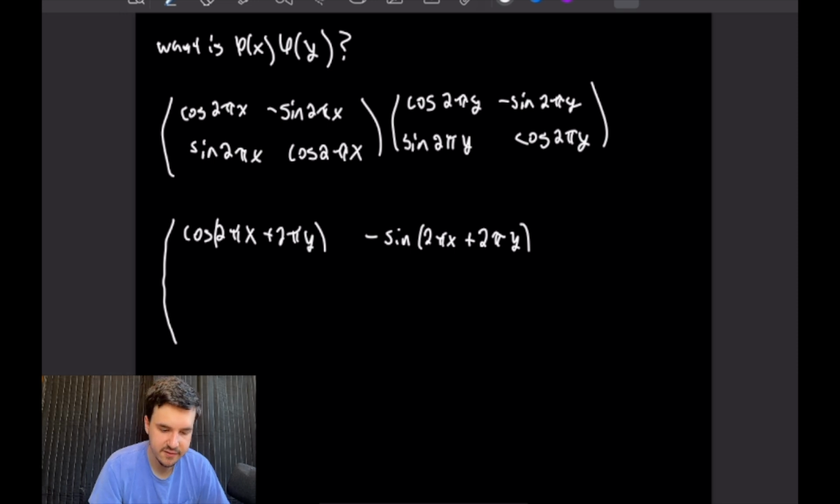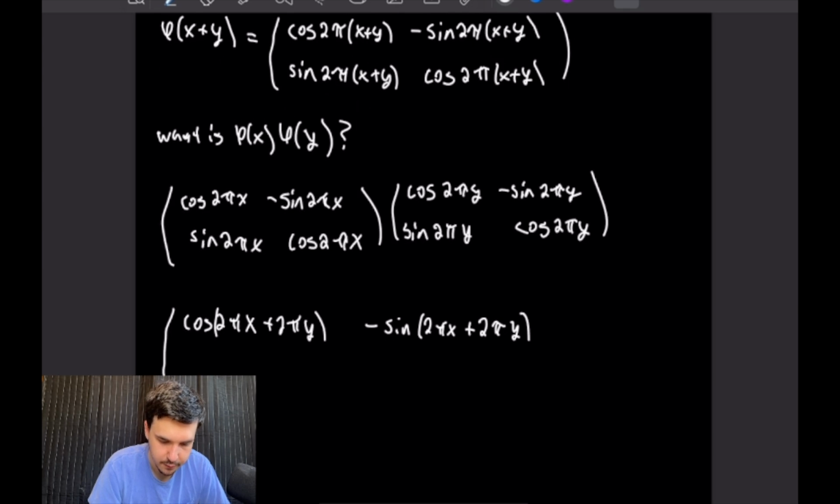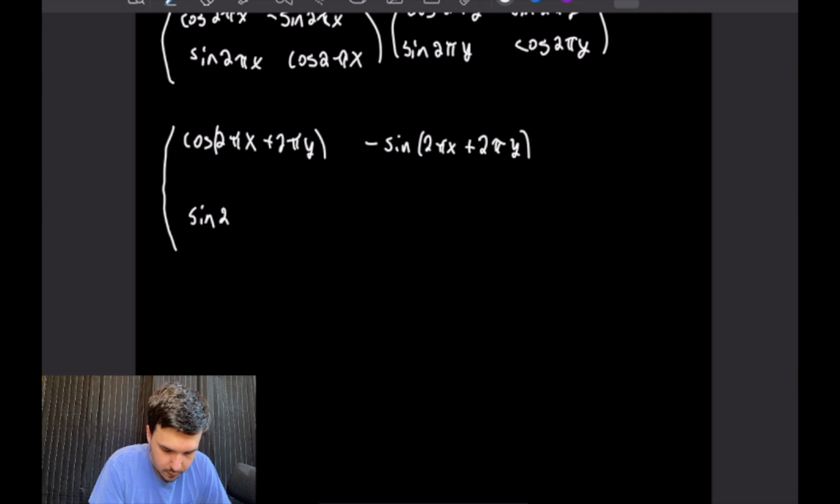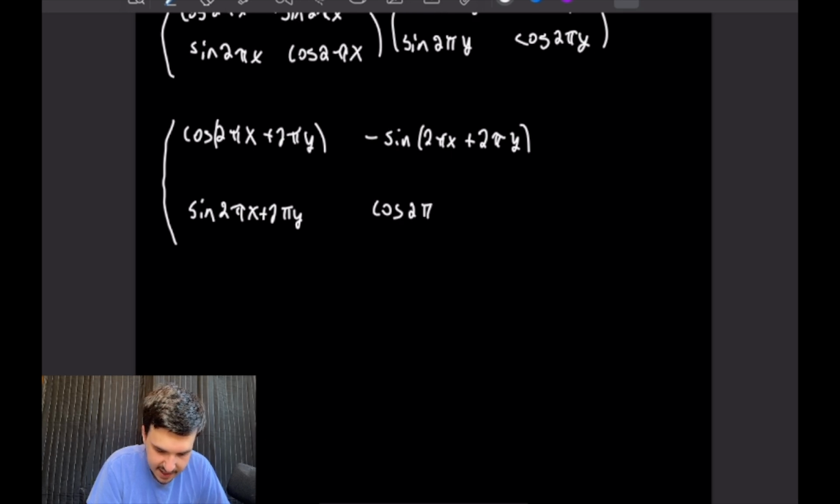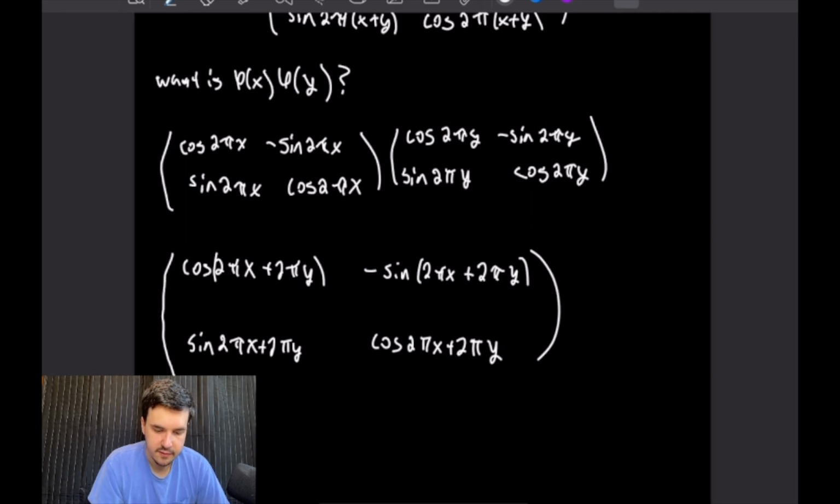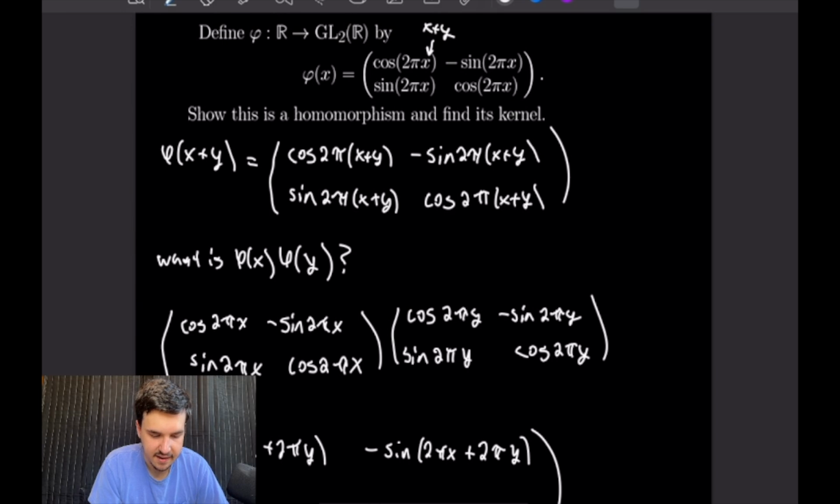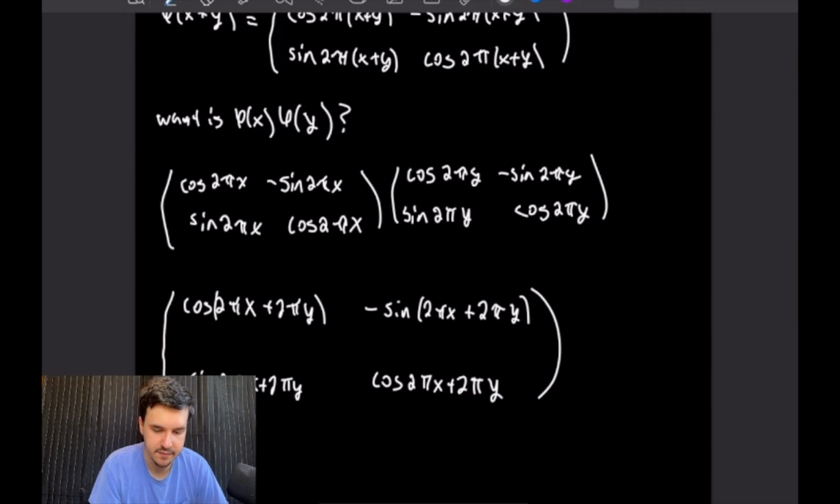And similarly, the rest of these will follow by sum angle formulas and give us exactly what we have written up here. So that will give us the sine of 2 pi x plus 2 pi y. And then lastly, for this last entry, we'll have the cosine of 2 pi x plus 2 pi y once again. So like I said, through this matrix multiplication and by applying these sum angle formulas, we find that phi of x plus y is equal to phi of x times phi of y.